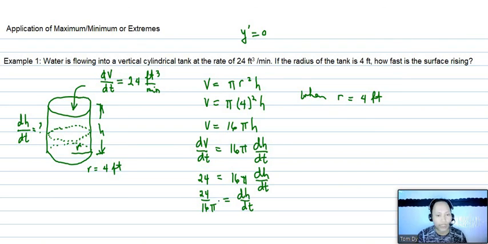24 over 16 pi is equivalent to, using your calculator, 0.477. And then take note, this is dh over dt. We use cubic feet as volume, therefore height is in terms of feet. And then per unit time, this is minutes, so feet per minute. That will be our dh over dt. So this will be our final answer.